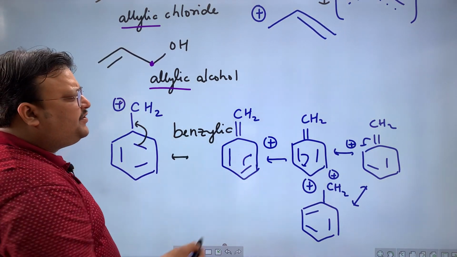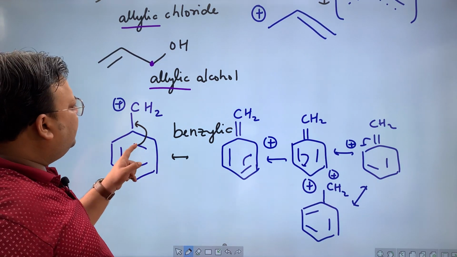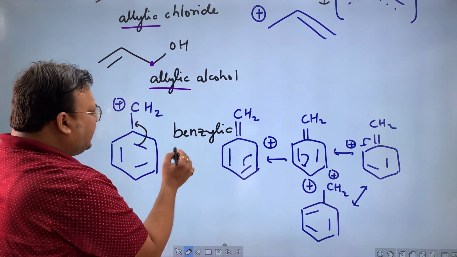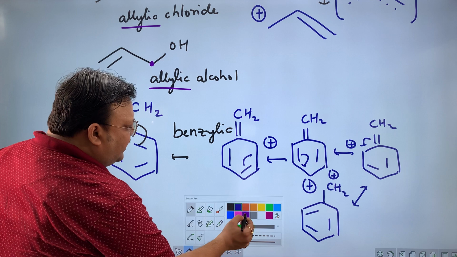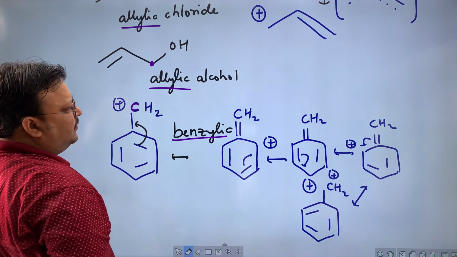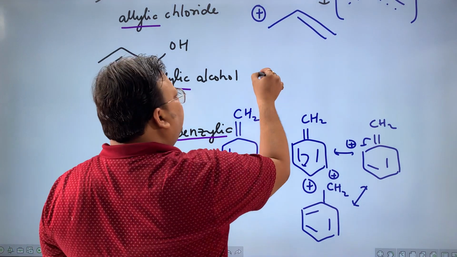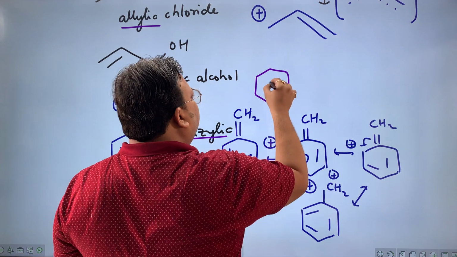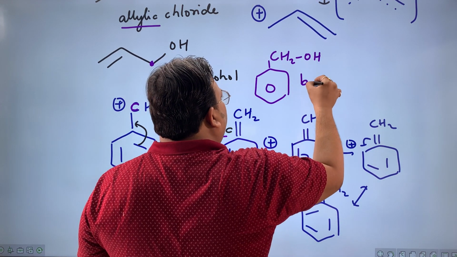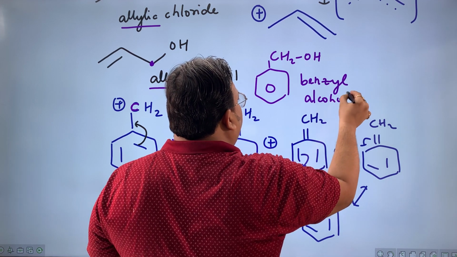Benzylic carbocation with more structures is going to be even more stable. Benzylic name is for this carbon which is next to a ring. So if you have an OH here, it will be a benzyl alcohol. I'll just write it here. If suppose you have a CH2OH, you will call it benzyl alcohol, because the position is benzyl.